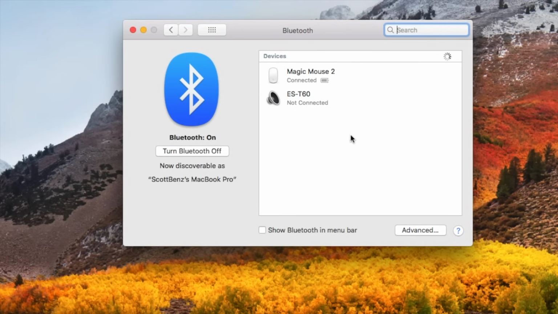Folks, that is about it. In fact, I'm now moving this arrow around with the Magic Mouse. Great little piece of equipment.